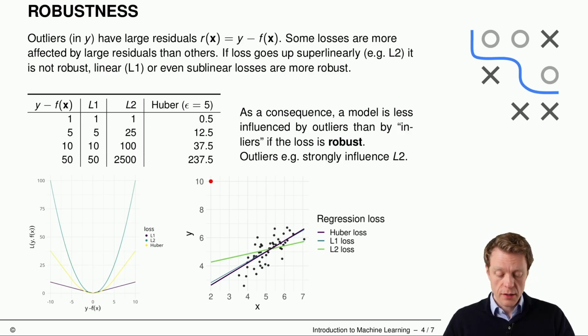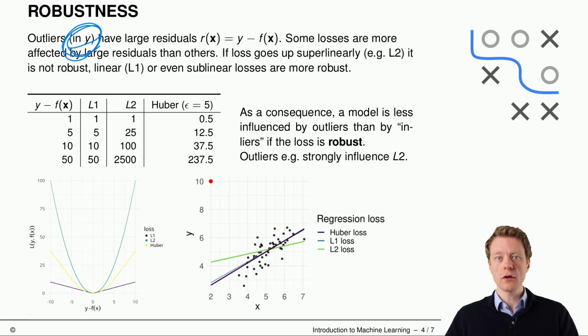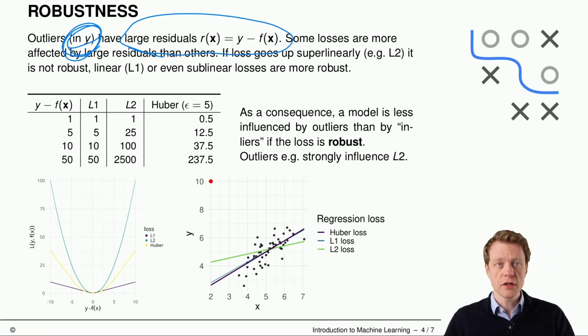Okay, let's speak about robustness now. There might be some outliers in the target y. That's important because we could also speak about outliers in the feature space. We don't. Right now we only speak about outliers in the target space. So we are in the regression context, and we could say if an observation has a large residual, then it's an outlier, or a large absolute residual. It could also be a large negative number, of course. And then some losses are more robust than others.